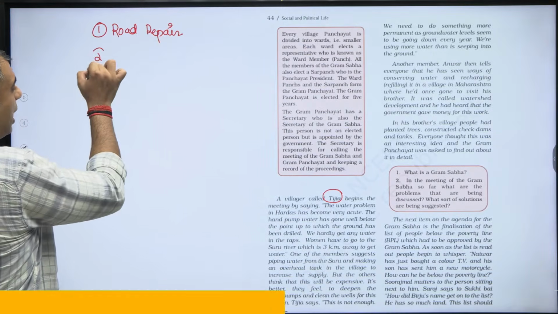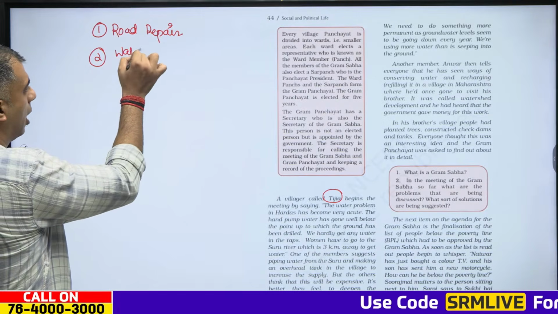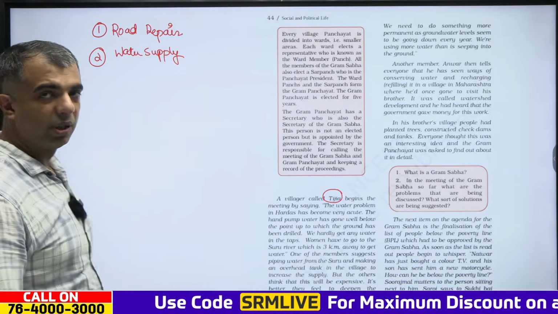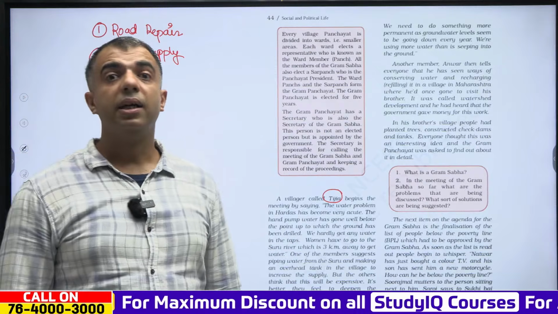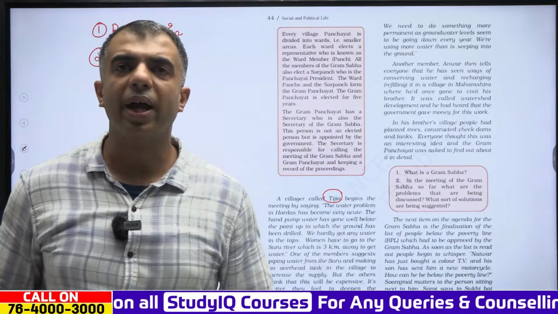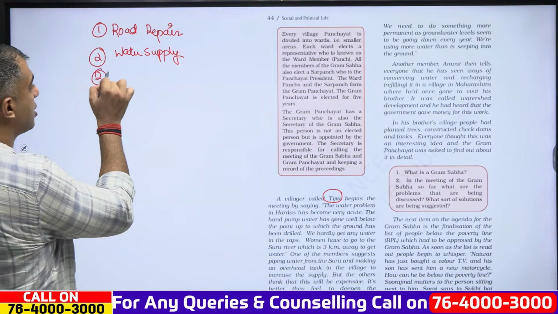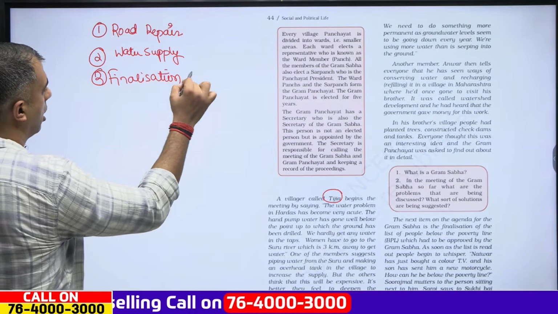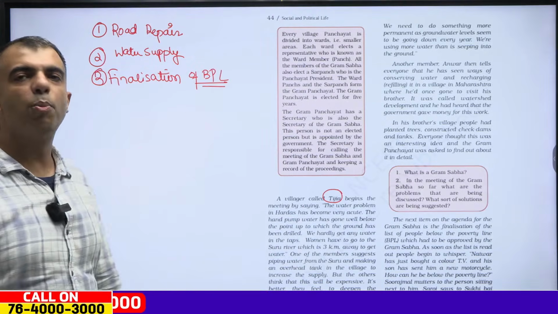Then they talked about the water supply. Water supply has to be undertaken. Since the entire responsibility of the rural area lies upon them, the next issue that came before them was the finalization of BPL category people, below poverty line.